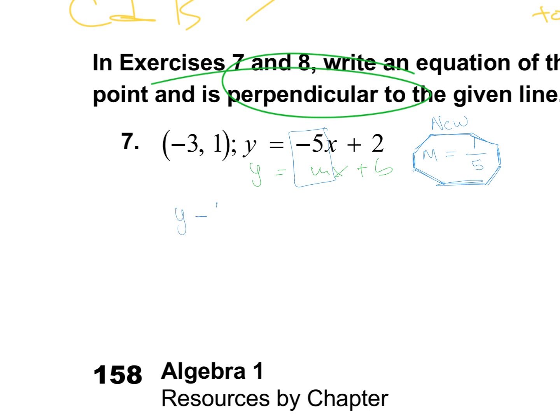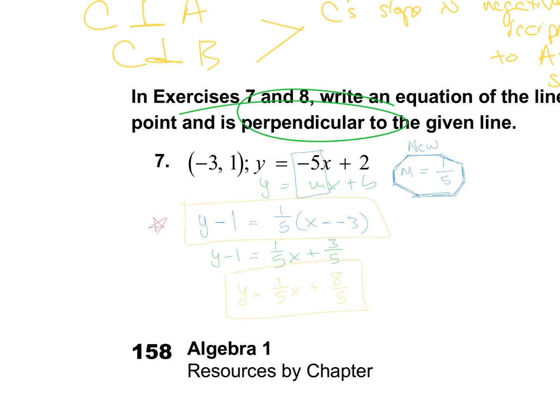y minus y equals our slope times x minus our x. So this is an acceptable answer, but we could also continue to simplify. y minus 1 equals 1/5 x plus 3/5. And we're going to add 1 to get 1/5 x plus 8/5. That's a good answer.